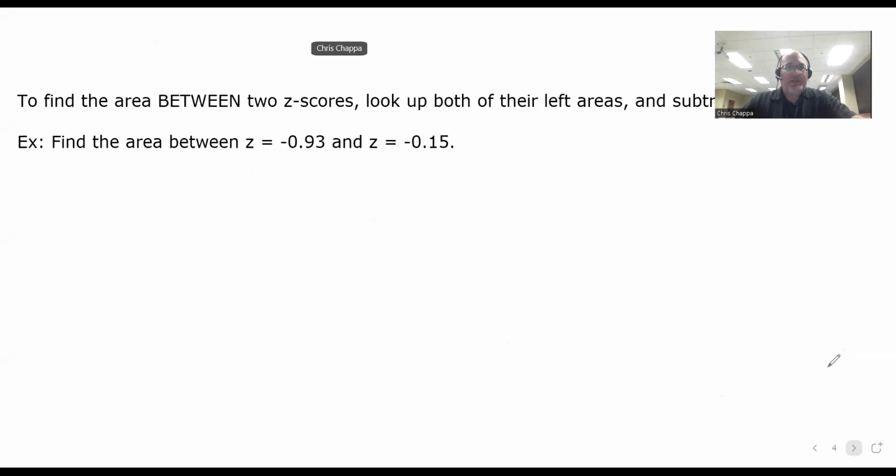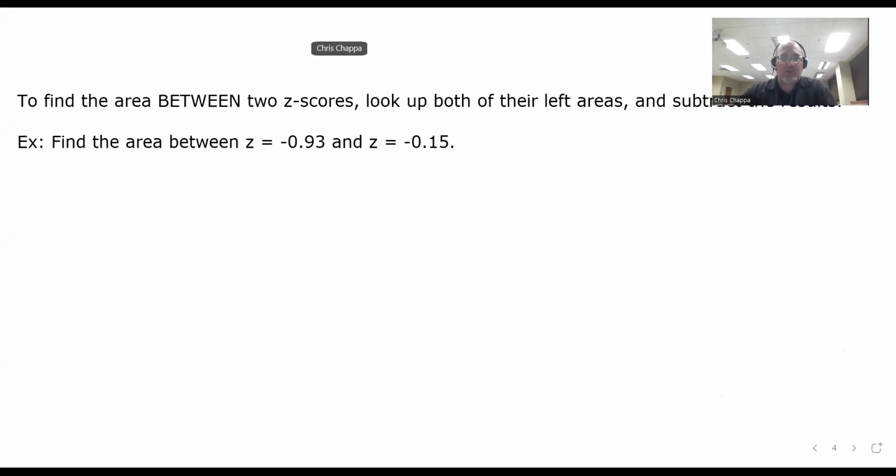All right, to find the area between two z-scores, warning, this is something I haven't shown you yet. So hopefully if you're watching this, you're like, wait, what was that? To find the area between two z-scores, look up both of their left areas and subtract the results. For example, let's find the area between z equals negative 0.93 and z equals negative 0.15.